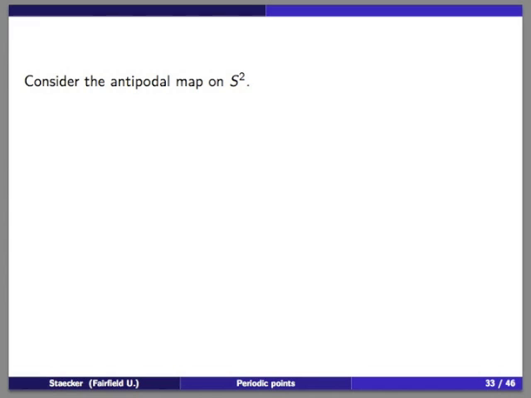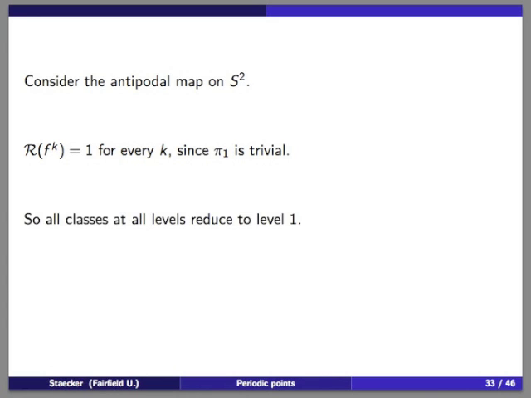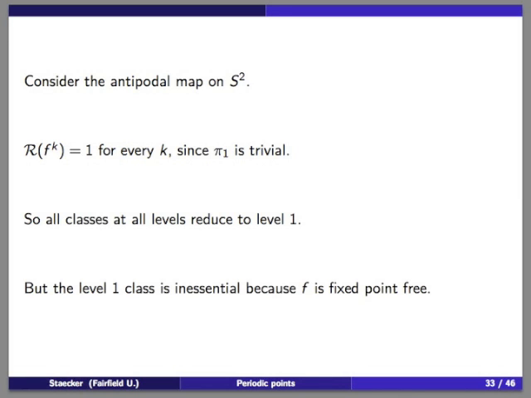All right. Here's a counterexample. Consider the antipodal map on S2. So in this case, S2 is simply connected. So the Reidemeister sets are always there's one Reidemeister class at every level, since pi 1 is trivial. So all the classes at every level reduce to level 1. The iota, the boost, is just the identity map every time. Everything reduces all the way down to the bottom level. But the level 1 class is inessential. I'm talking about the antipodal map on the sphere S2, which is fixed point free. So the Nielsen class at the bottom level is not essential. All right? So in this case, we have Reidemeister classes at every level.